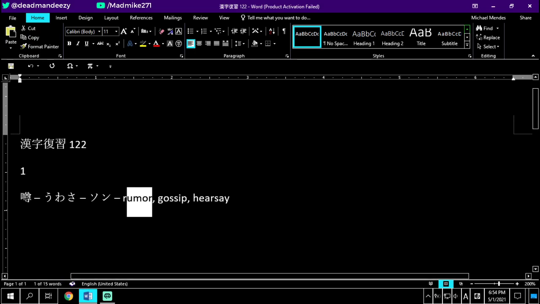Uwasa or son. So since I haven't studied this kanji before, we're gonna write it down 10 times. Uwasa or son. Rumor, gossip, or hearsay. Uwasa or son is gossip or hearsay.